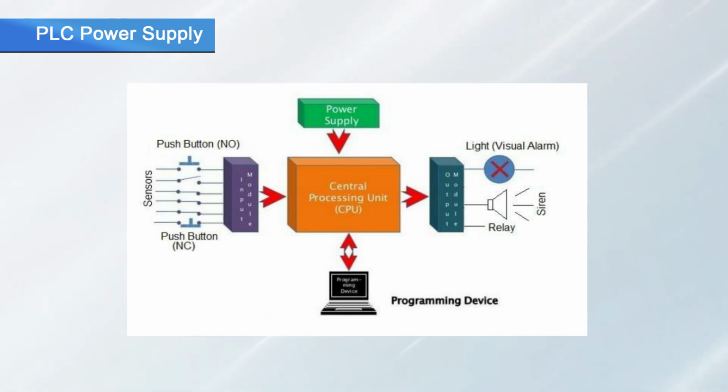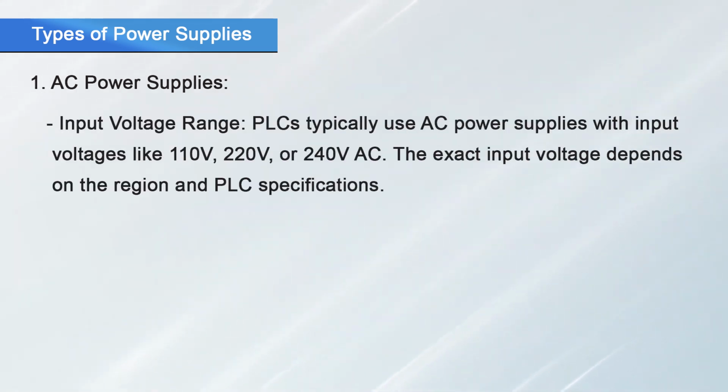Here you can see the structure of the central processing unit with the programming device, with the push button, the power supply and the output indicator, the light and the visual alarm. Next are the types of power supply. First is the AC power supply. Now the input voltage range of AC power supplies. The PLC typically uses an AC power supply with input voltages like 110 volt, 220 volt or 240 volt AC. The exact input voltage depends on the region and also on the specifications of the PLC.